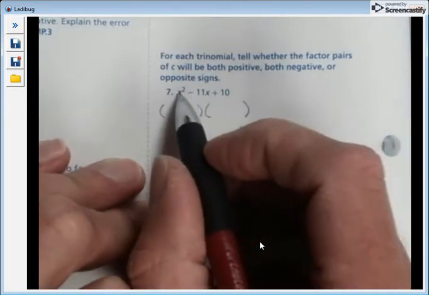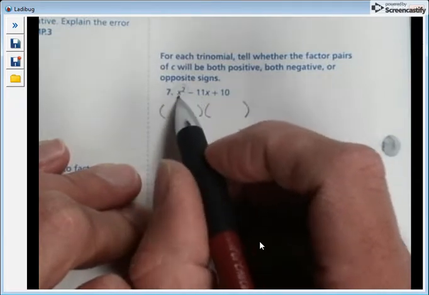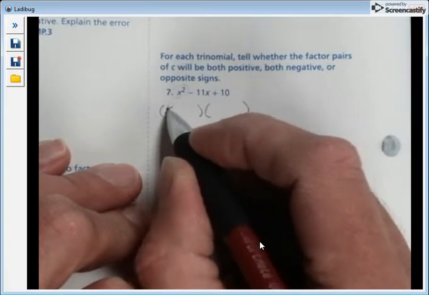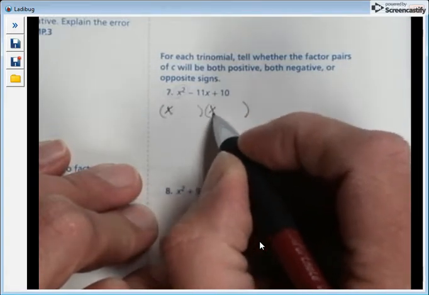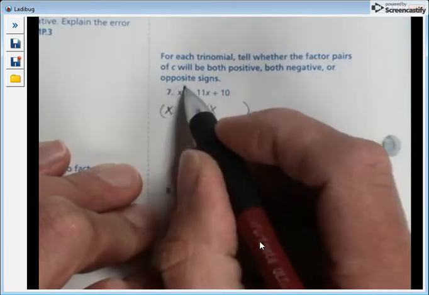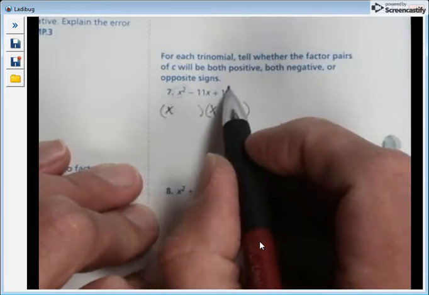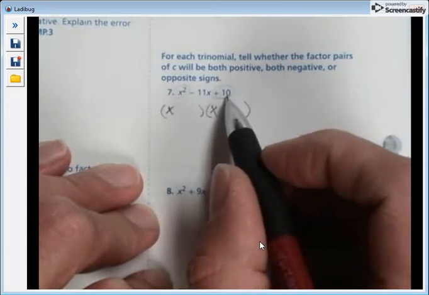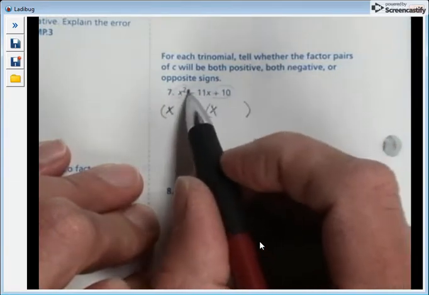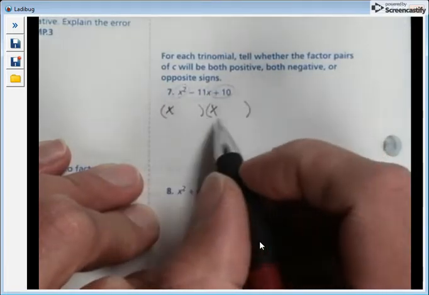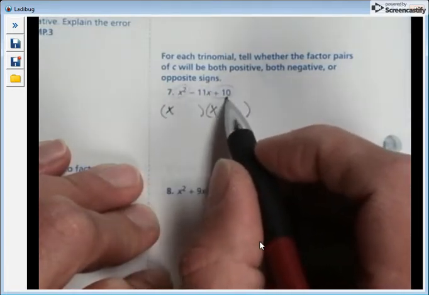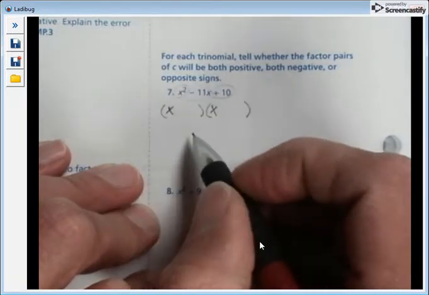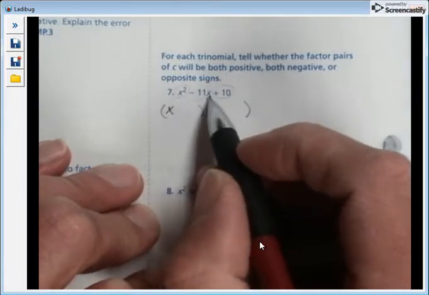And now we start by looking at this very first term. What two numbers multiplied together gives you x squared? Well, that's going to be x times x. X times x will be x squared. From there, you look at the 10, and you want factors of 10 that will add up to negative 11. So you want two numbers multiplied together that will give you a positive 10, but when you add those two numbers together, it gets you negative 11.